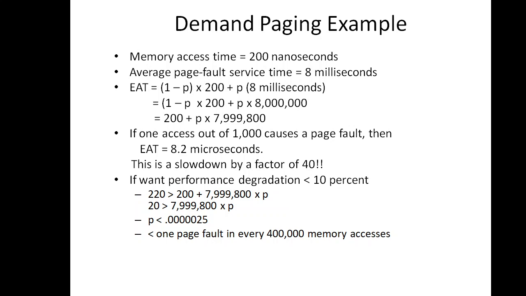We will substitute the values here. We know the value of memory access time, so substitute that as 200, and we also know the average page fault service time, so substitute that value. If one access out of 1000 accesses causes a page fault, then the effective access time is going to be 8.2 microseconds. This means the computer will be slowed down by a factor of 40 because of demand paging.